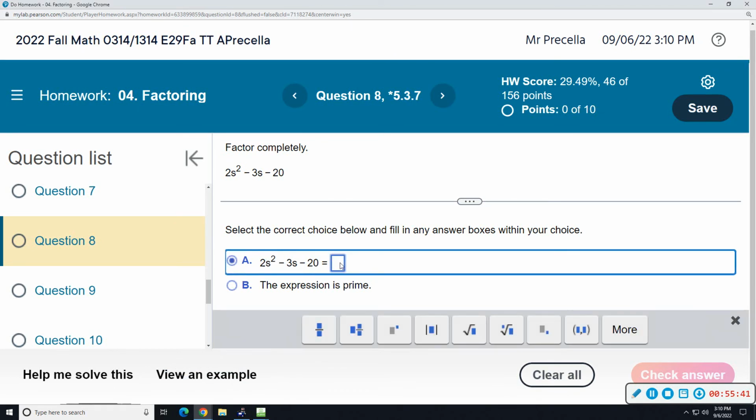Oh, okay. Well, what do you want me to write first? Oh, just write it the way I have. 2S plus 5. It makes no difference. S minus 4, I'll put first. And then 2S plus 5. Now there, the typed things, I can tell the S's from the 5s.